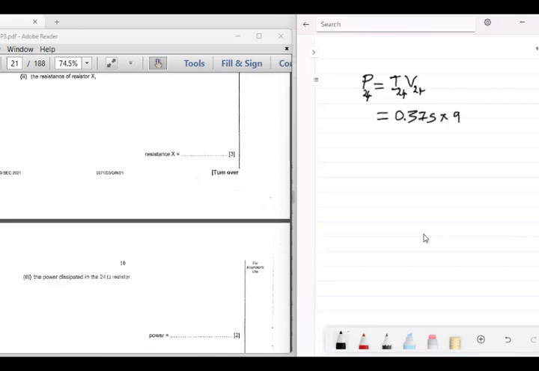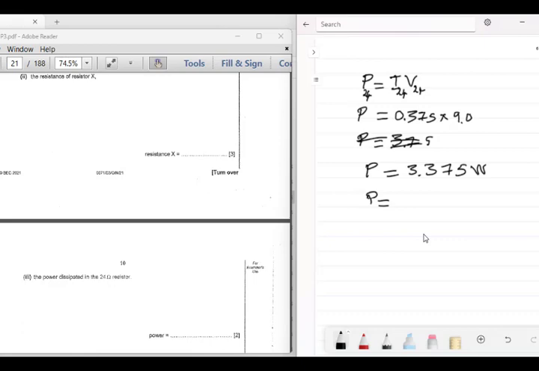We were given that the potential difference as 9.0. So let us calculate 9 times 0.375. The answer is... Oh no, what am I doing? If you compute this, you get 3.375 watts. And remember, we have to write our answer to 2 or 3 significant figures.